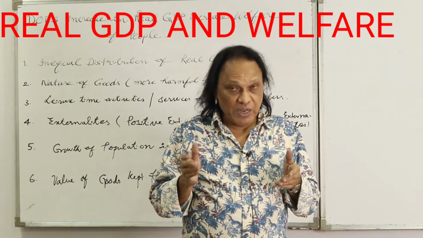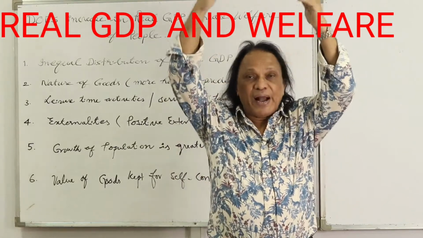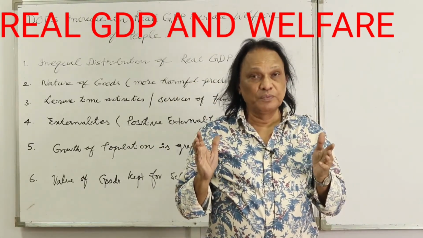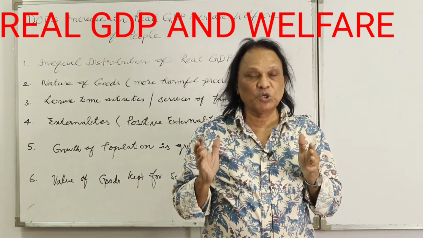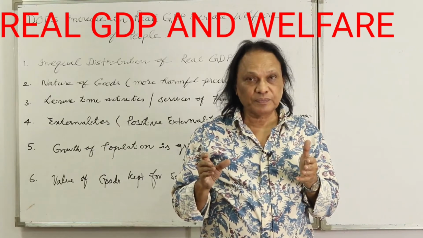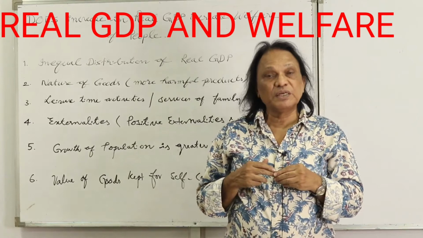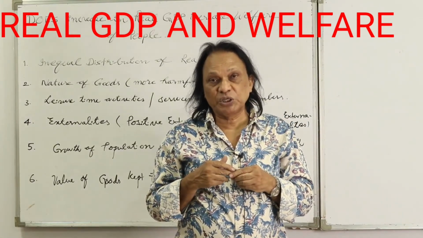What is a base year? Base year is a normal year in which the prices are neither too high nor too low. That means there are not too wide fluctuations in prices. That means there is no inflation in the economy. And we discussed also last time the differentiation between nominal GDP and real GDP.